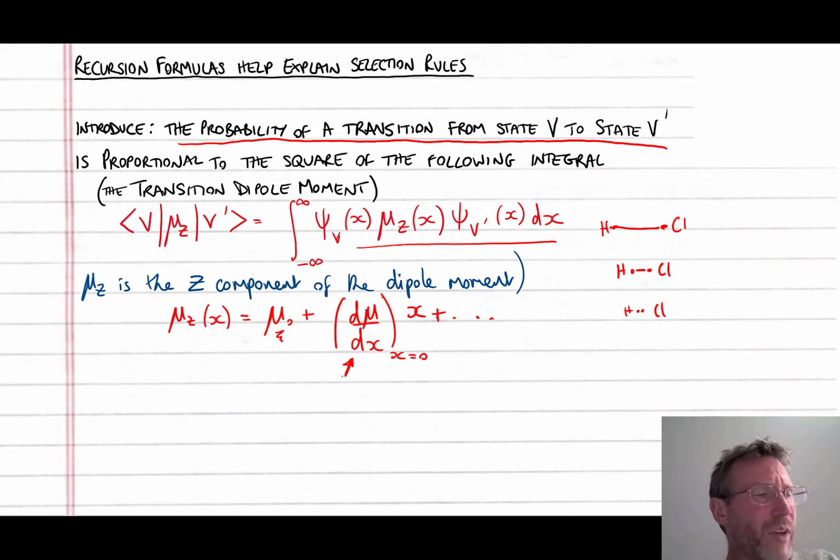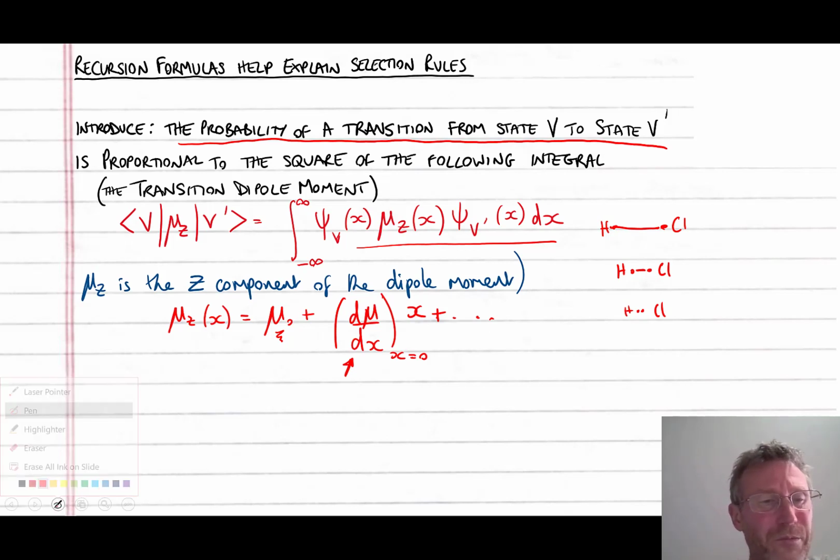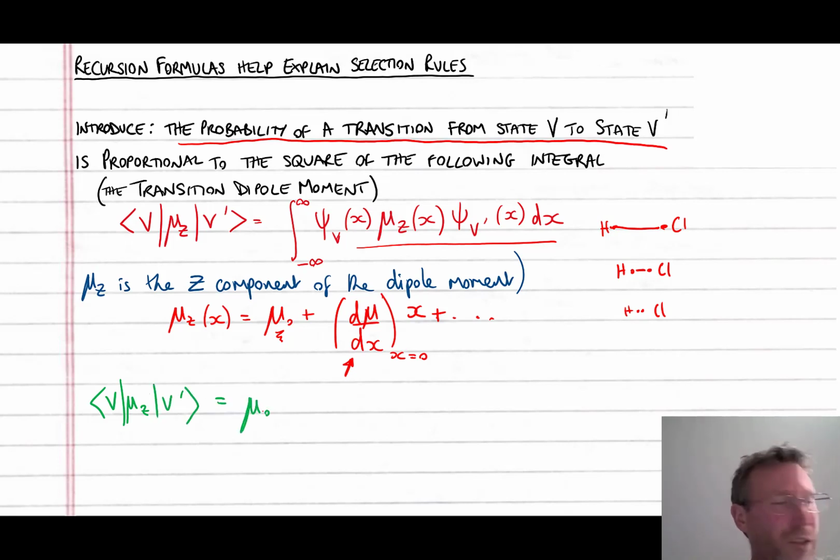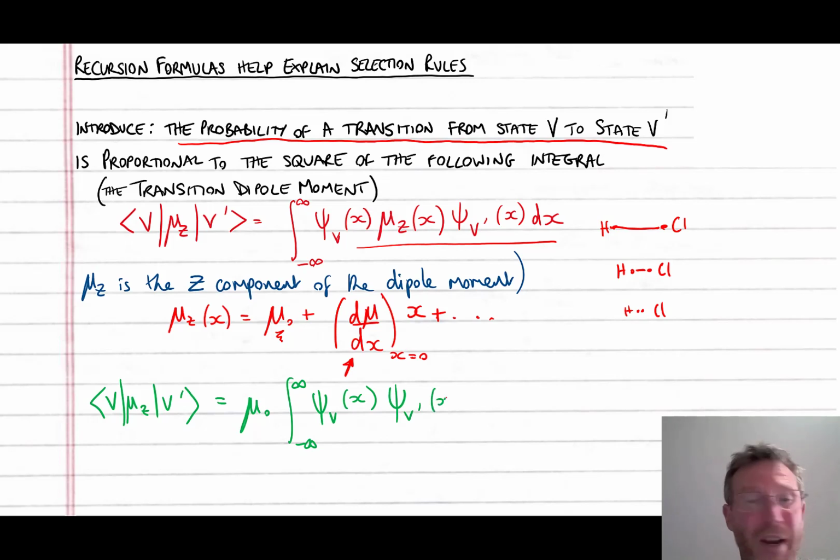But most importantly, when we plug this series into the integral, what do we end up with? Let's do that. Of course, the mu naught is a constant that comes outside of the integral. And inside the integral, you're going to realize straight away that this first term is actually going to cancel out because of orthogonality.